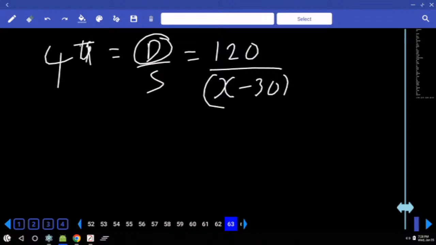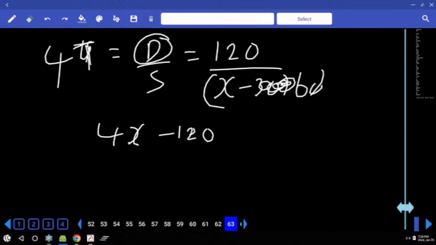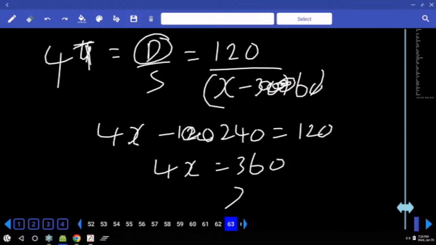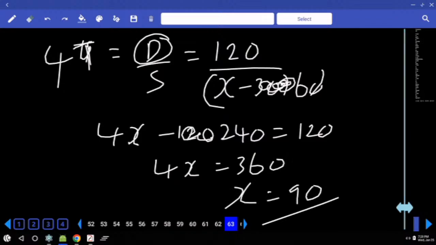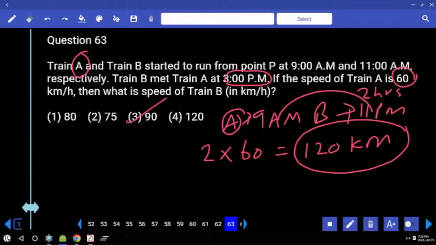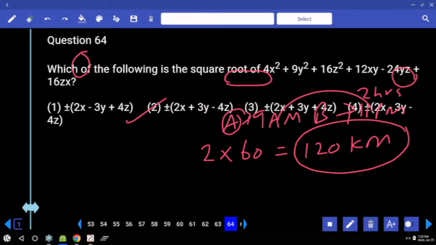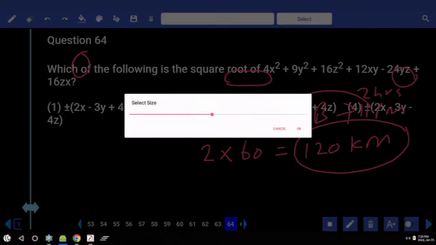So if you calculate this time 4 hours కాబట్టి 4x minus 120, sorry 60 కదా ఇది, is 60. 4x minus 240 is equals to 120. 4x equal to 360. So x is what? The second train speed is how much? 90 kilometers. అంటే train B will travel at 90 kilometers per hour. This is the concept. Is it clear or not? Right.